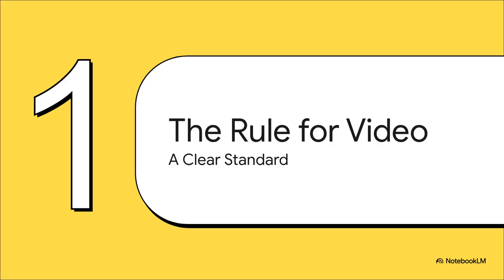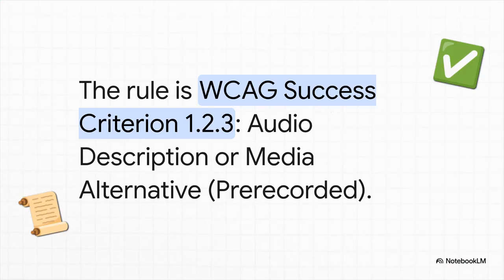Thankfully, we are not just left guessing on how to fix this. There's actually a clear, internationally recognized standard that gives us a roadmap. It's all part of the Web Content Accessibility Guidelines, which you've probably heard of as WCAG. The specific rule we're zeroing in on today is Success Criterion 1.2.3. And yeah, I know the name sounds super technical, but the idea behind it is incredibly simple and honestly really human. Let's dig into what it's actually asking for.